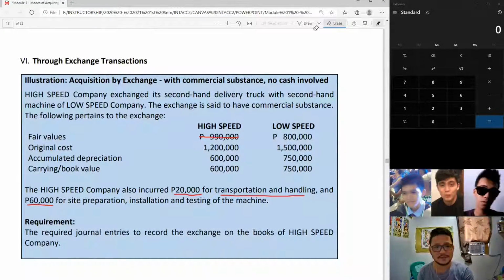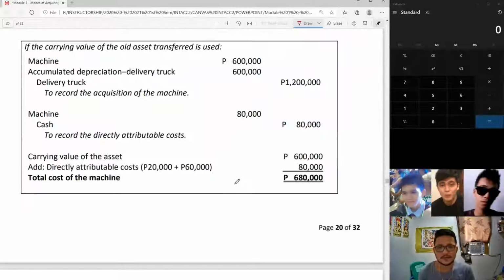Scenario number 3. What if the fair value for the asset received and the asset given are both unavailable? We are left with the book value of the asset given. If the carrying amount of the asset given would be used, the problem becomes much simpler. Kasi po ang ide-debit natin to the new machine is equal to the carrying amount of our old delivery truck. That is the net of cost and accumulated depreciation.